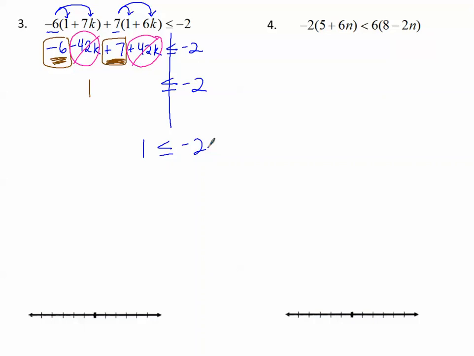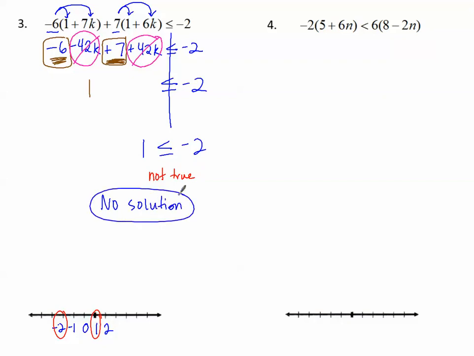Well, I have no variable left. I just have numbers. Let's think about this. 1, is it less than negative 2? I know it's not equal. Well, if we put negative 2 on a number line, negative 1, 0, 1, 2, here's 1, and here's negative 2. 1 is bigger than negative 2. It's greater than, not less than. This is not true. If it's not true, then we have no solution to this inequality.